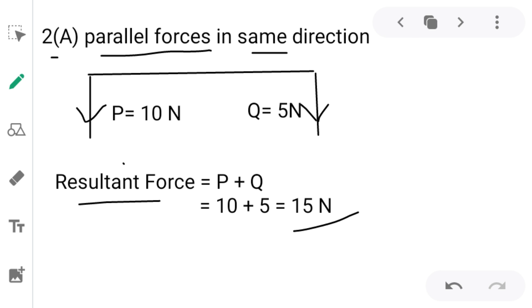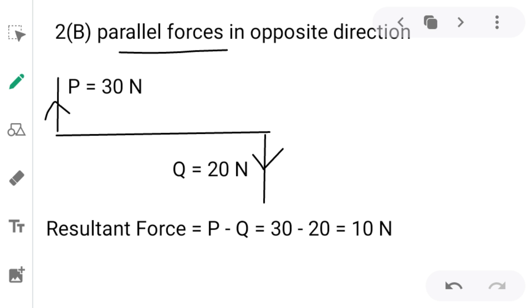Next, the resultant of parallel forces in opposite direction. You may observe in the diagram there are two forces P and Q. P is upward with 30 Newton, Q is downward with 20 Newton of force. Then resultant force is the difference between P and Q. As P has the higher value, P minus Q, it becomes 30 minus 20, 10 Newton will be the resultant force. The value of P is high, hence the direction of resultant force will be the direction of P.